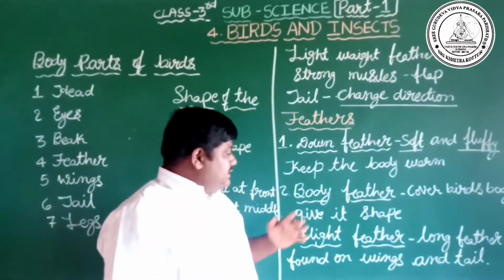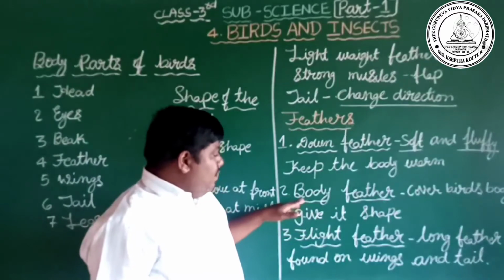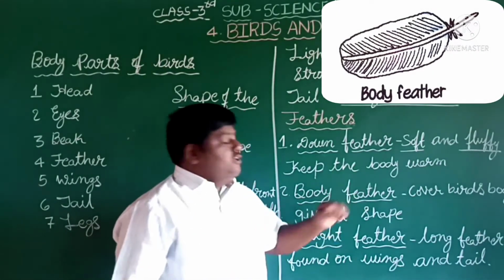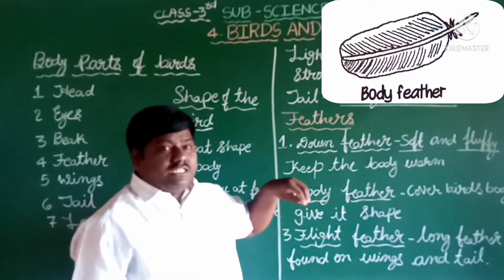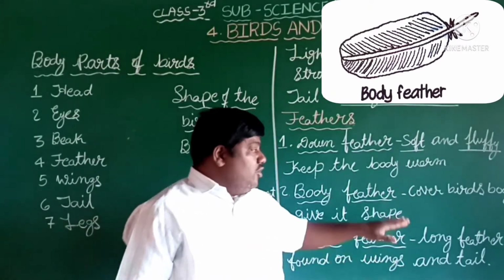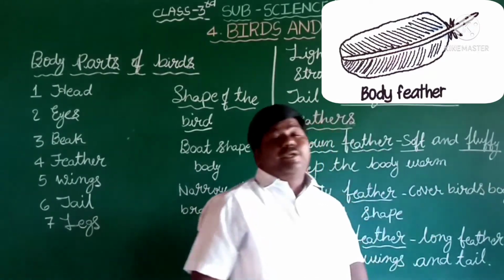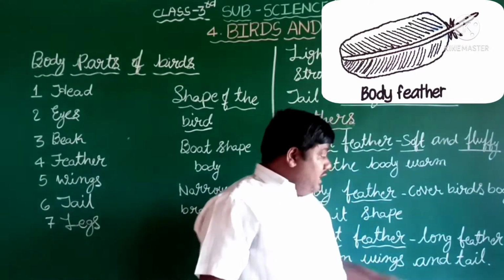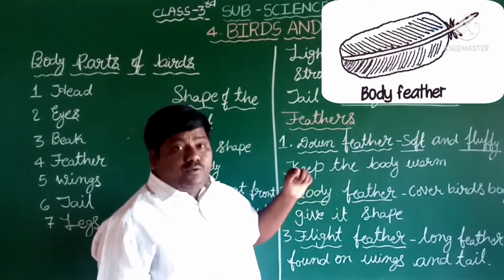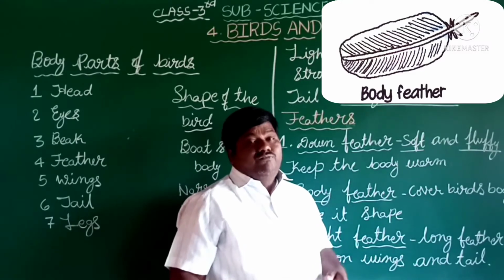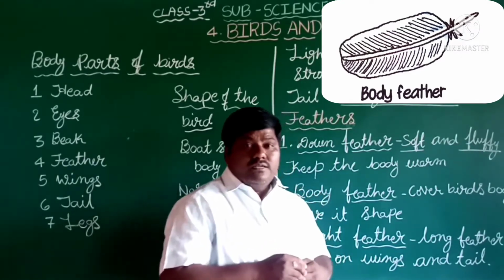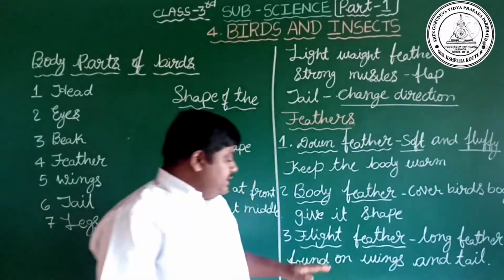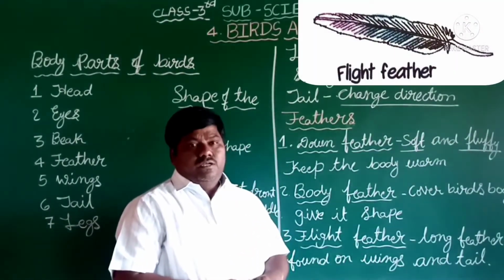Okay, next, second type of feather, that is body feather. Which is the second type of bird feather? Body feather. See, here where we are seeing this type of feather, it covers the bird's body. Okay, and it gives shape to the bird. Which feather gives shape to the bird? Body feather.